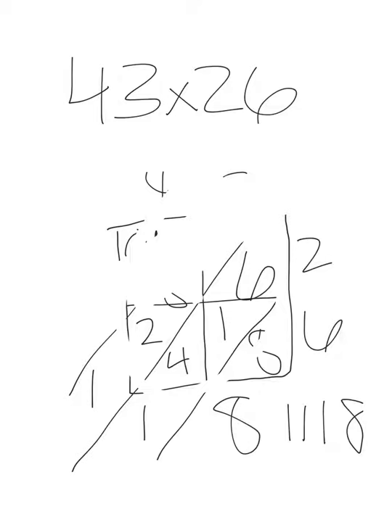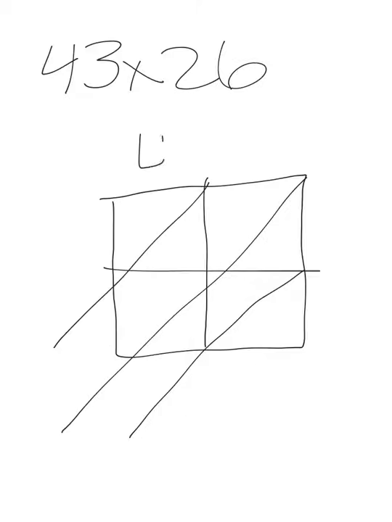Today we're going to do the lattice multiplication method, 43 times 26. So we start off by putting 4 on the first top box and 3 right next to it. Now we do the 2 and the 6, 2 in the top box, 6 on the bottom.